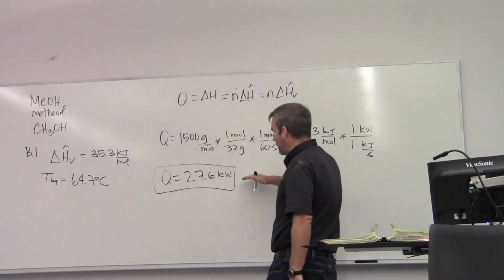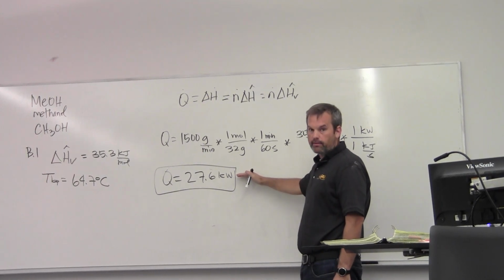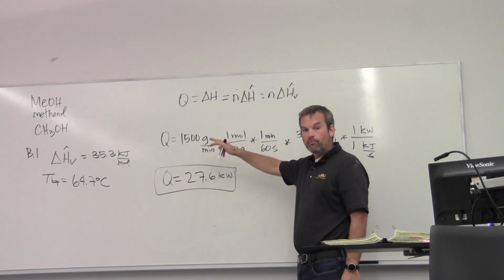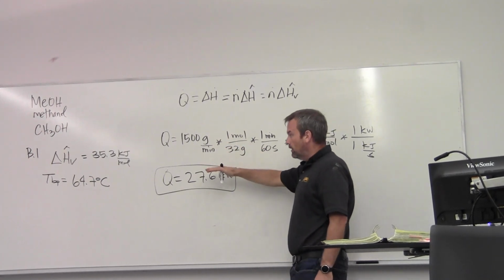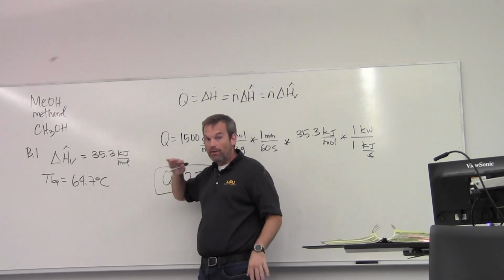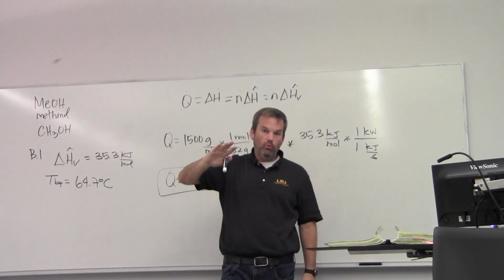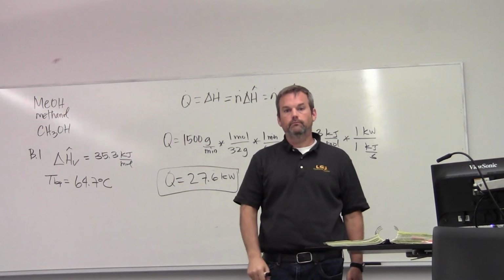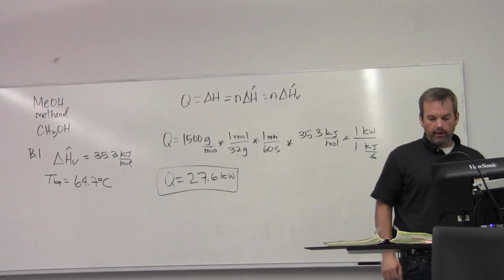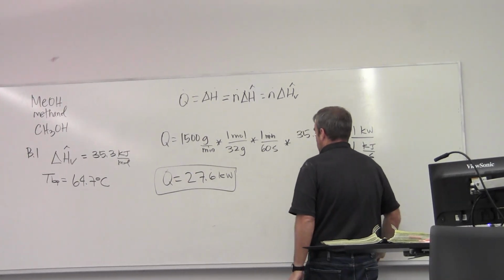So this is the amount of heat I would have to add, 27.6 kilowatts, to boil 1,500 grams per minute of methanol that was already at 64.7 degrees Celsius, right? No temperature change. So the methanol liquid is 64.7. After the vapor forms, what temperature is the vapor at? 64.7, you got it. All right, so a simple example there to show you how that works. Now let's move on to one that may not be quite as straightforward.